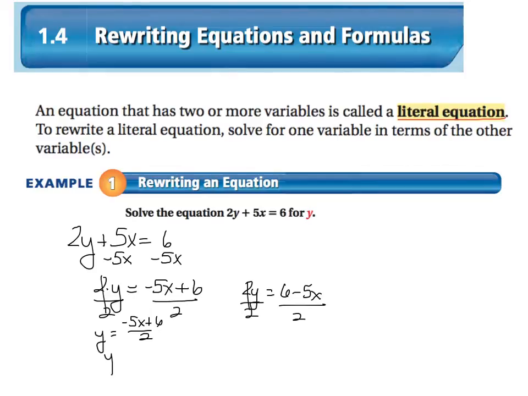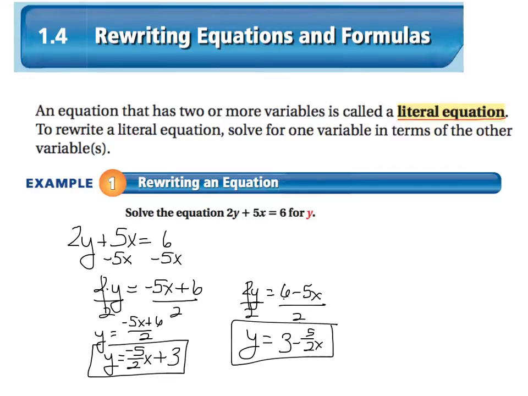So I could write it like this. Negative 5 halves x, because I don't want a decimal. You can just leave it as negative 5 halves. But 6 divided by 2 is 3. So I could write this as y equals negative 5 halves x plus 3. Now over here, I could do the same thing. 6 divided by 2 is 3. Minus 5 halves x. Either one is correct.